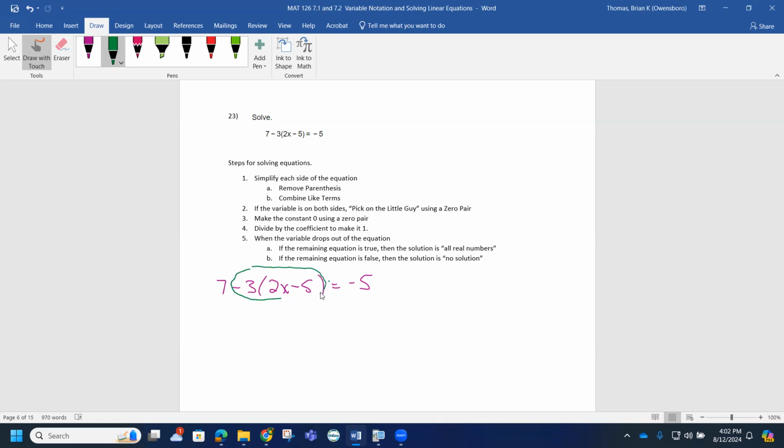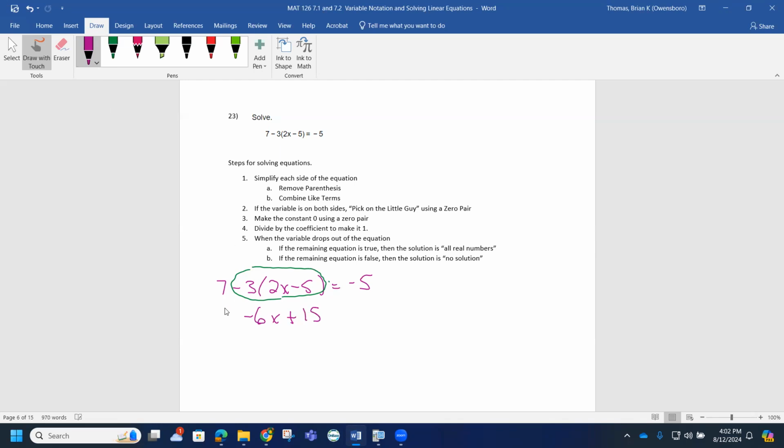So what this tells me in this situation is I need to multiply. Not only does the negative go through, because remember the negative means to take the opposite. So you actually have to do two things: take the opposite and multiply by 3. So in other words, we just multiply by -3, if you will. And that's going to help us remove the parentheses. So -3 times 2x would be -6x, and -3 times a -5 would be a +15.